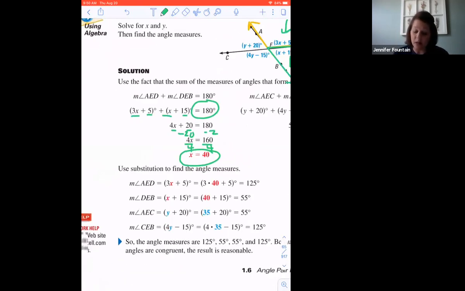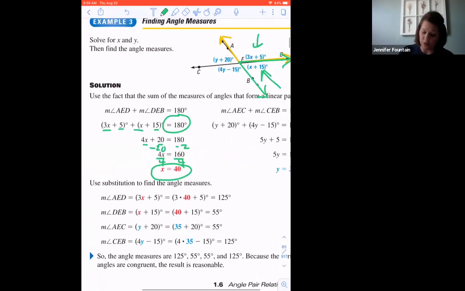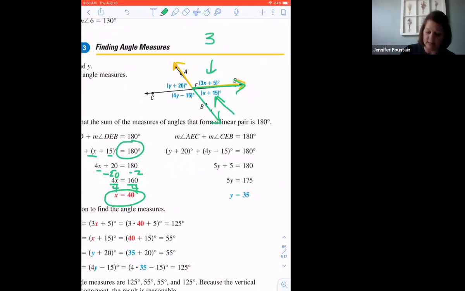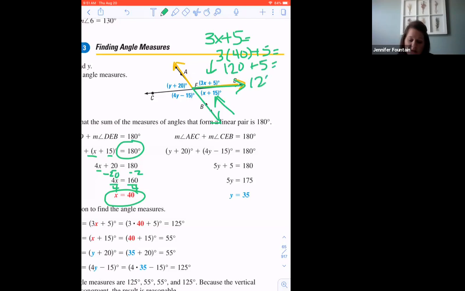So then if I wanted to find out what 3x plus 5 equals, I'm going to put in 3 times 40 plus 5. I can substitute my value of x. So 3 times 40 is 120 plus 5 is 125 degrees. So now I know that this one is 125 degrees. Since these are vertical angles, then I know that this side is also going to be 125 degrees.